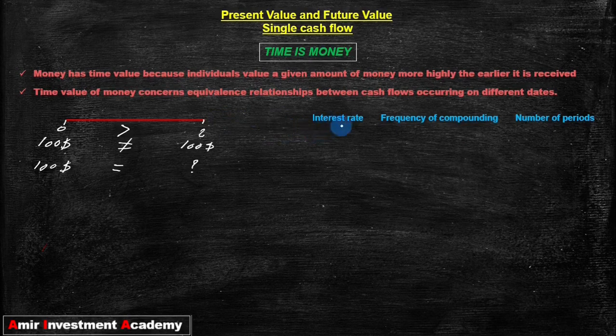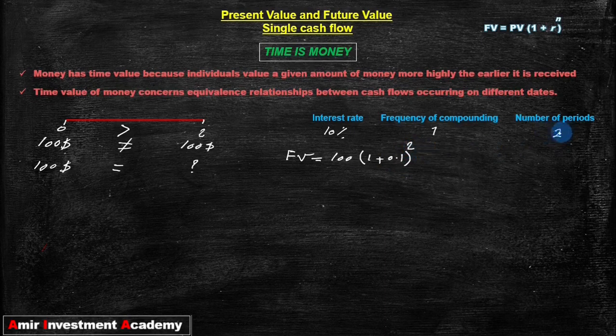So let's say I'm getting 10% return on my money, right? And let's say that return is annual return. So the frequency of compounding is 1. And we're talking about 2 years from now, so number of periods would be 2. And to calculate the future value of that, well, pretty simple. We all know that's the formula. So future value equals, we're talking about $100 multiplied by 1 plus the 10% rate, 0.1, to the power of number of periods, which is 2.